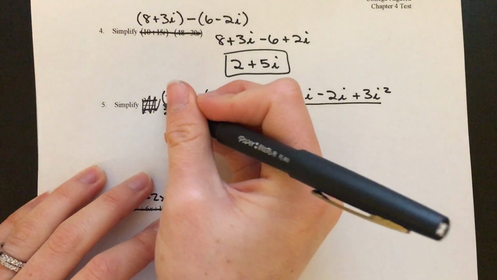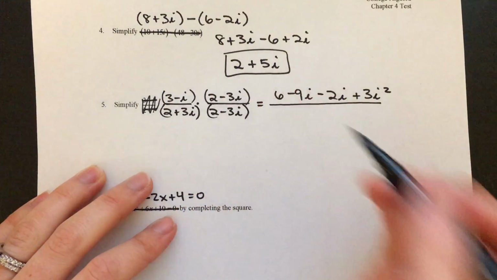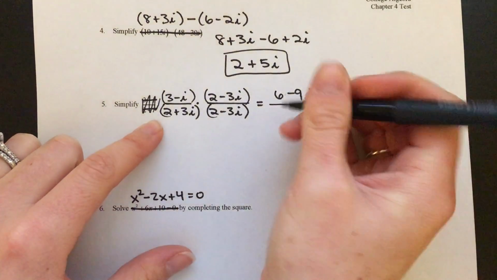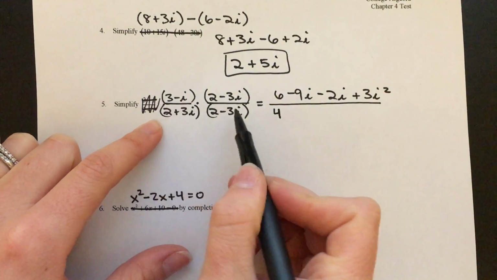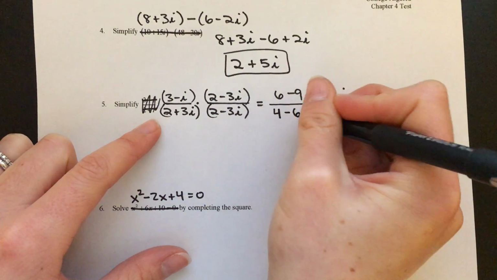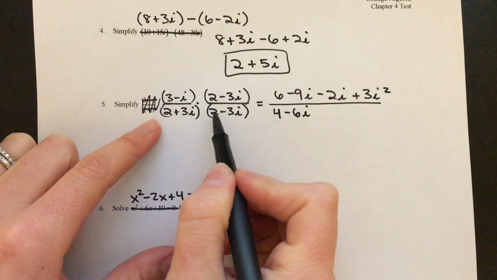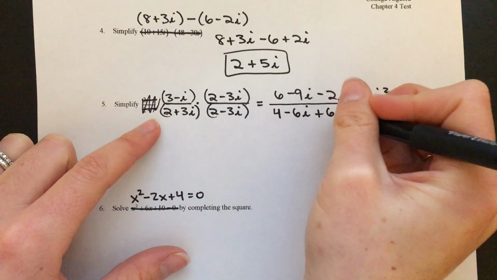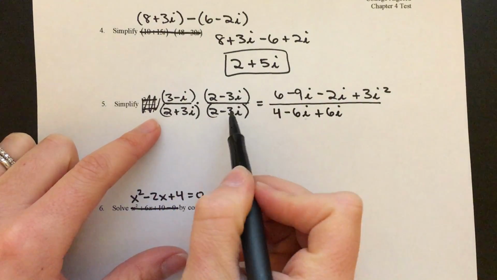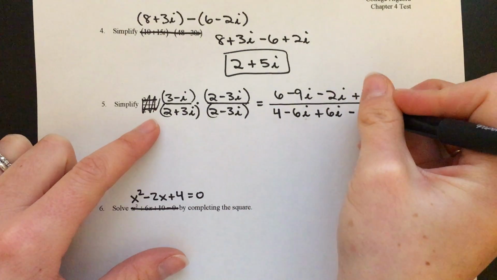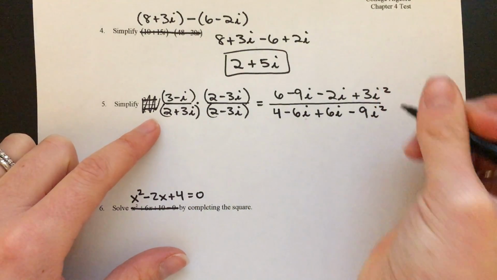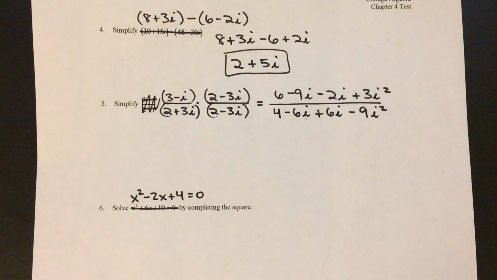In the denominator, same thing. We're going to be FOILing this term by this term. So 2 times 2 is 4. 2 times -3i would be -6i. 3i times 2 would be positive 6i. And 3i times -3i would be -9, and then we would again have an i squared. Don't forget about that i squared.